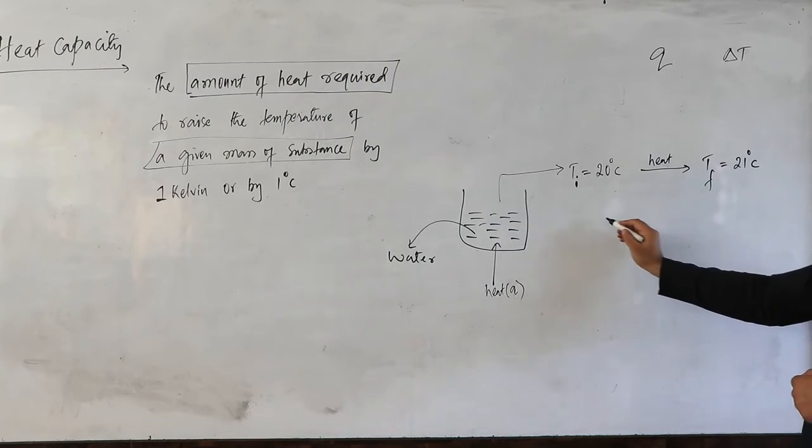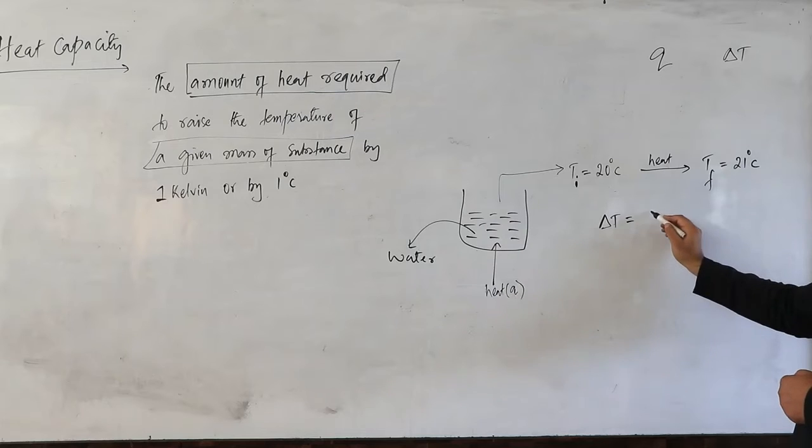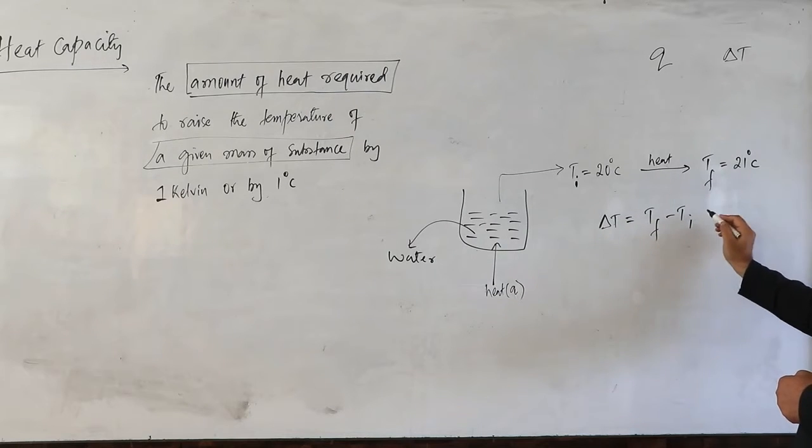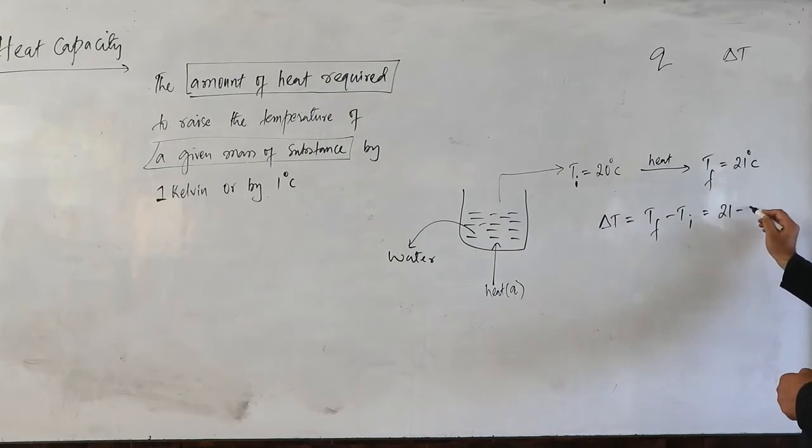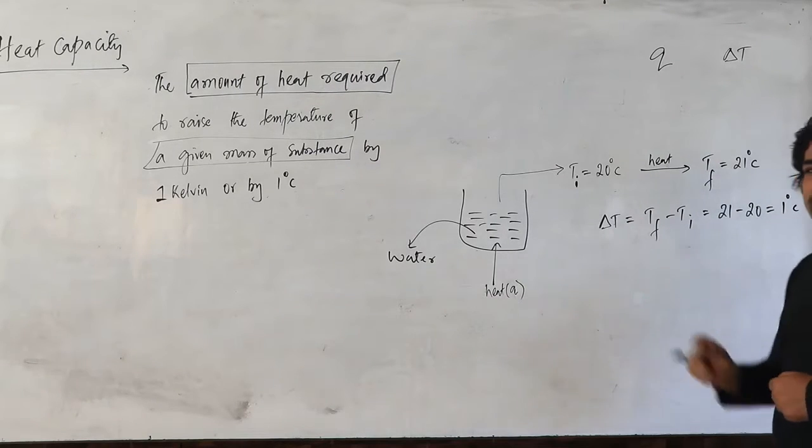So tell me, what is delta T here? Delta T is T final minus T initial. And how much is that? 21 minus 20. How much is that? 1. So the change in temperature is 1 degree.